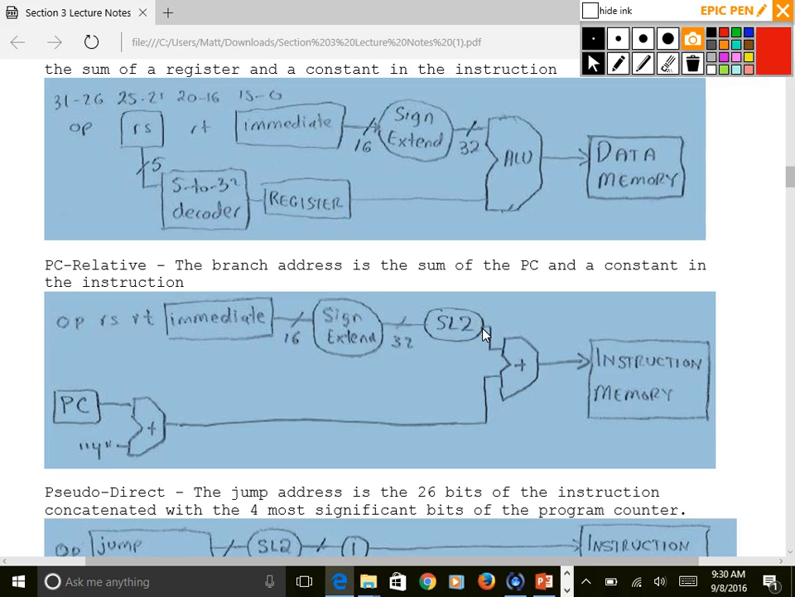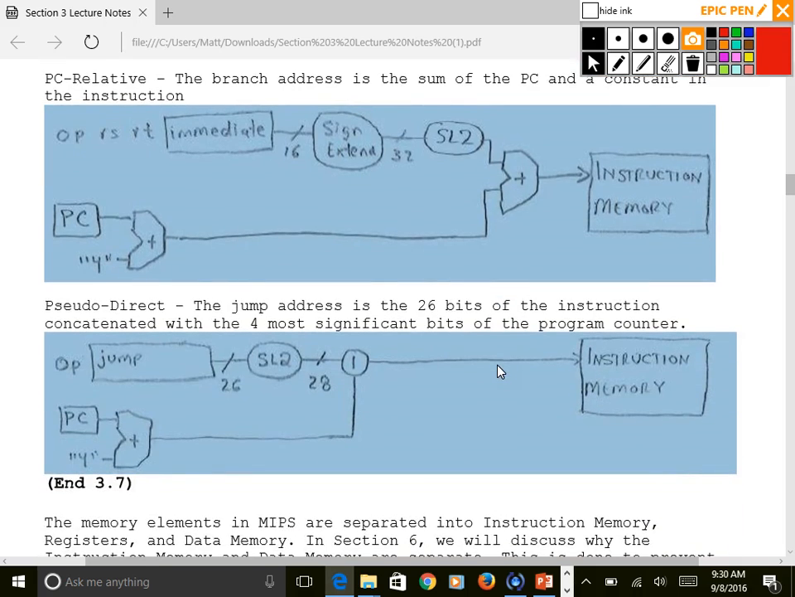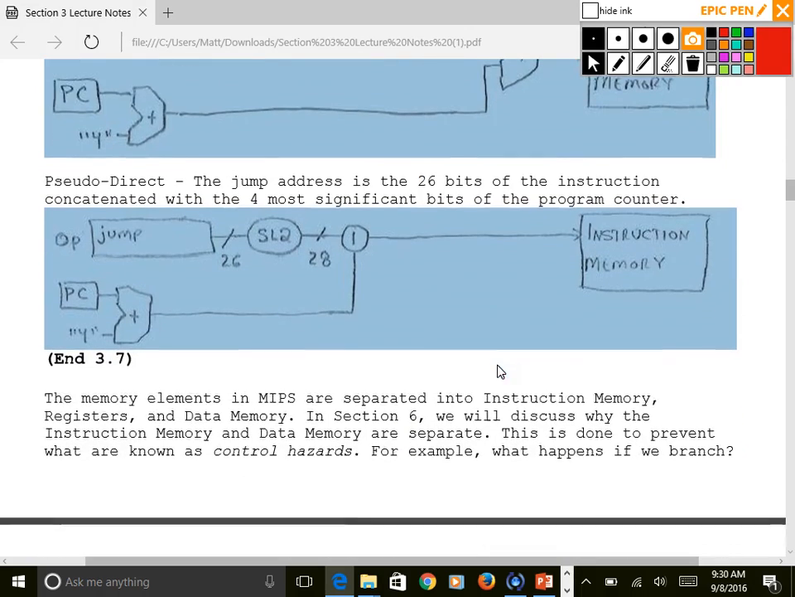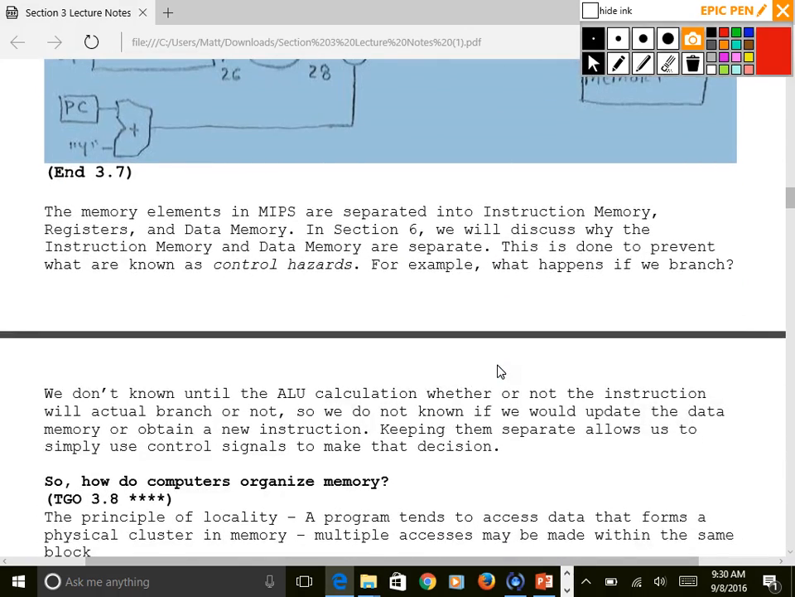Byte addressing, right? So that means we store memory in blocks of 8. Word addressing means you store it in blocks of 32. And then pseudo direct. So this is a very important concept. So we have 3 different types of memory elements.